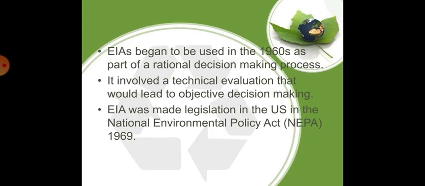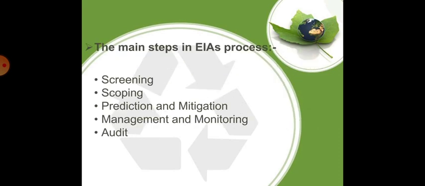EIAs began to be used in the 1960s as part of the rational decision making process. It involved a technical evaluation that would lead to objective decision making. EIA was made legislation in the US in the National Environmental Policy Act, that is NEPA, in 1969.